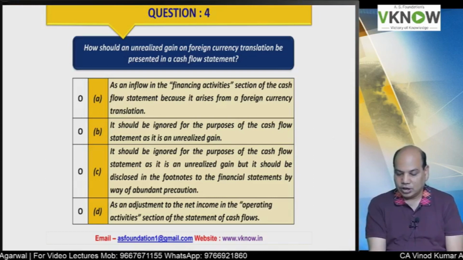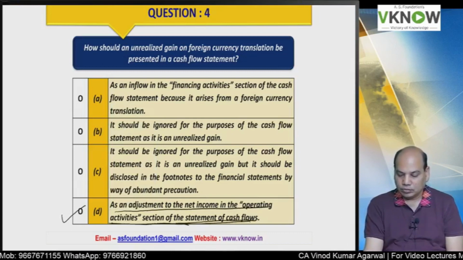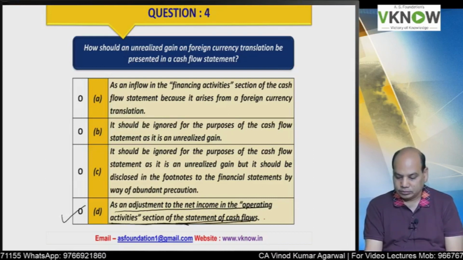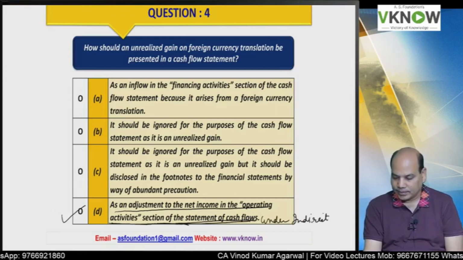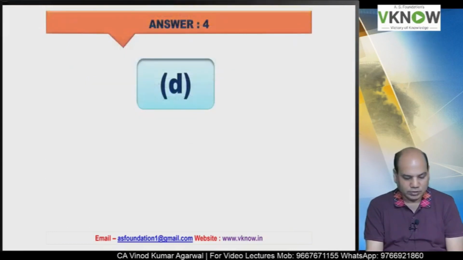The answer is D. You are right. It is an adjustment to net income in the operating activity section of the statement of cash flow. Is it right now? Under indirect method, like the previous one, it will be adjusted in the statement of cash flow. So the answer was D.